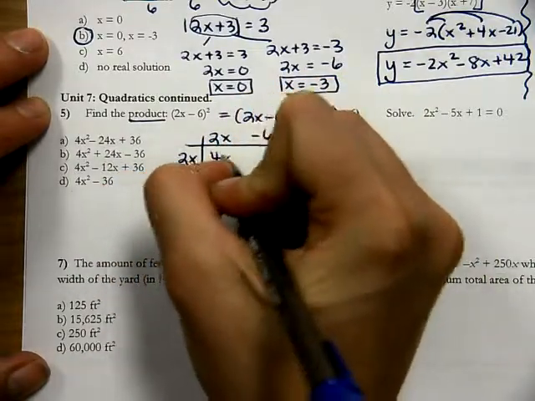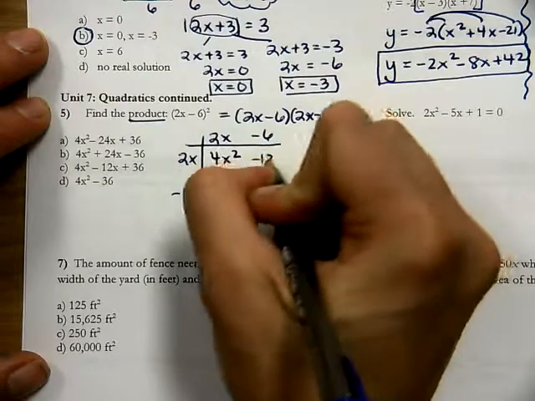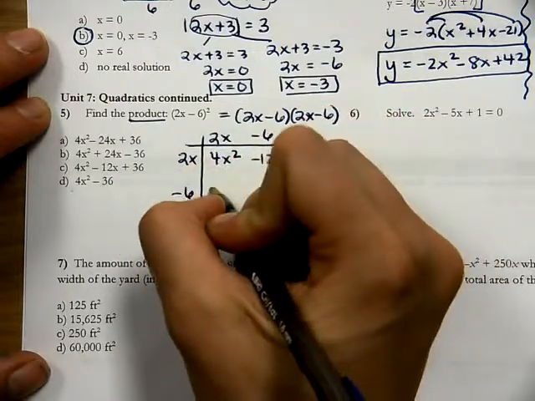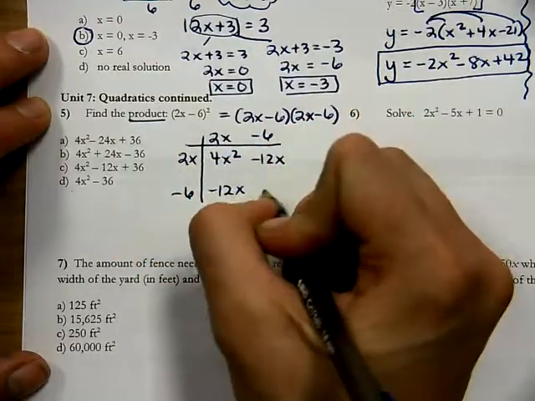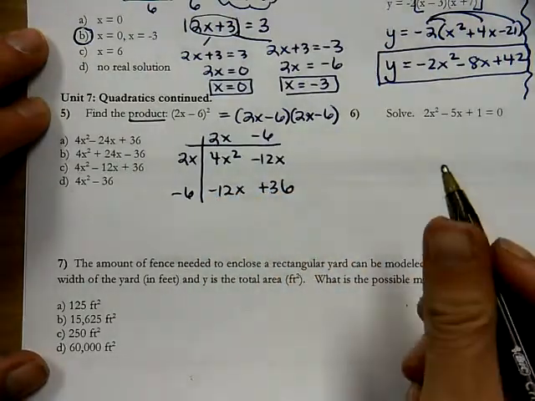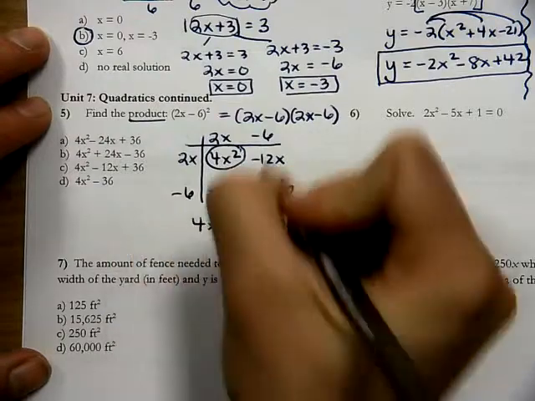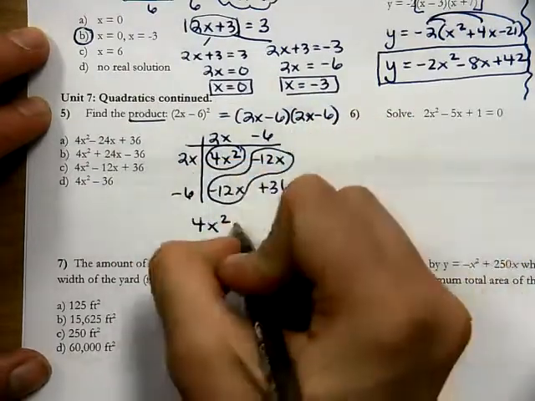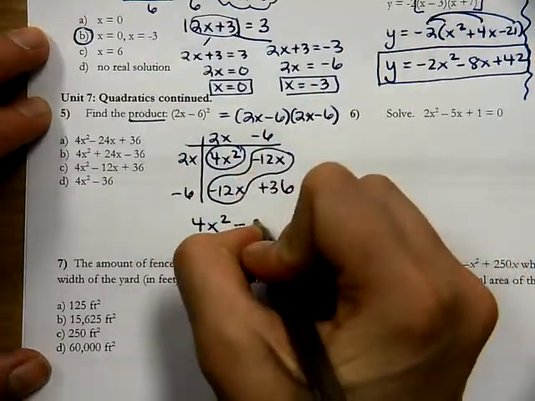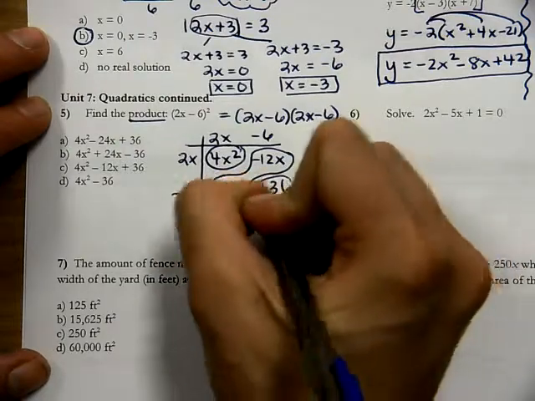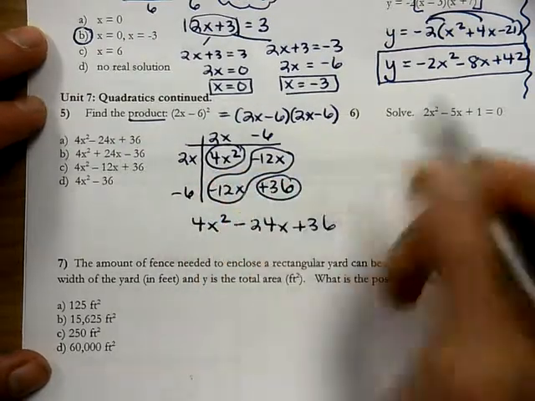2x times 2x is 4x squared. 2x times a negative 6 is a negative 12x. Negative 6 times 2x is a negative 12x. Negative 6 times negative 6 is a positive 36. So I have to add all my like terms. We got the 4x squared, we got our two x terms, or linear terms, negative 24x, and then we have plus 36.